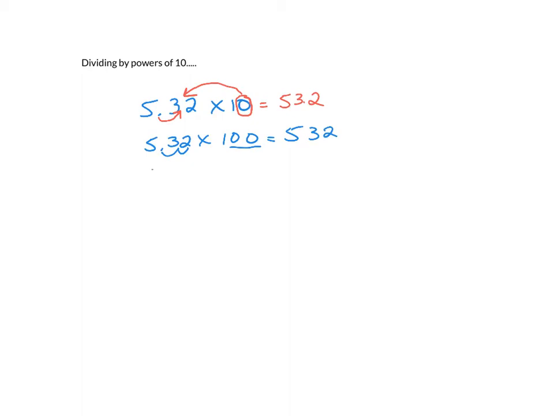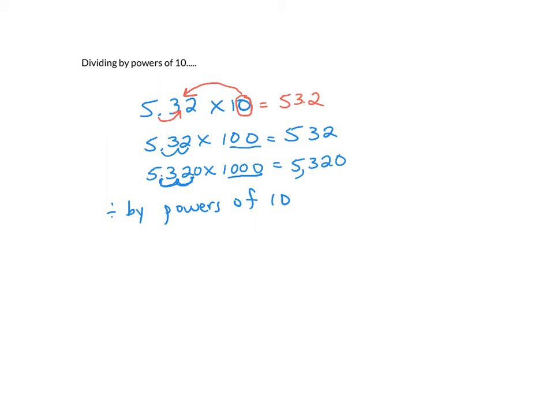And finally, remember that if you were given 5.32 times 1,000, there's 3 zeros, so I would have to move the decimal point 3 spots. Now, in order to do that, I would have to add a 0, because in order to move that decimal point 3 spots, I can only move it 2, and then I have to go through and add that 0. So the final answer would be 5,320. If you're dividing by powers of 10, it works exactly the same way.